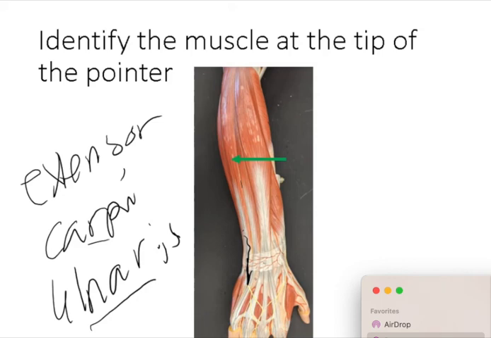Okay, so bones are important to know. The ulna is on the pinky side, the radius is on the thumb side. So the muscles that say ulnaris are going to be on the pinky side of the arm. The muscles that say radialis are going to be on the thumb side.